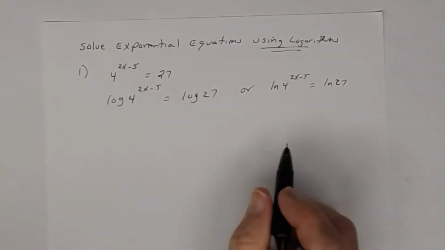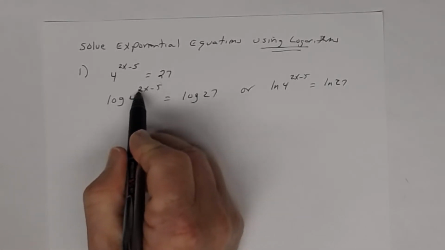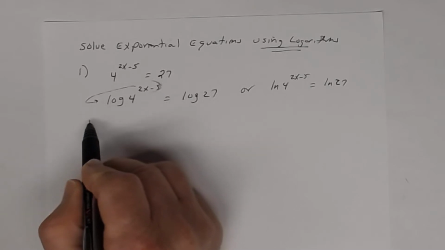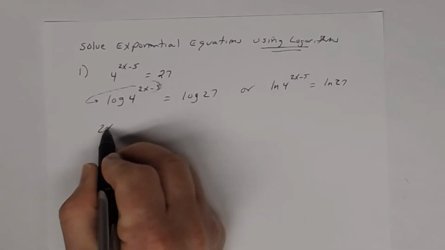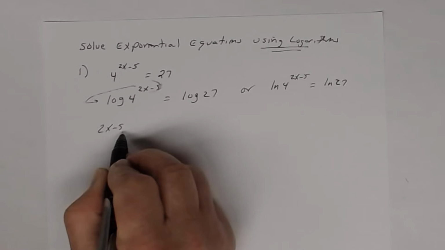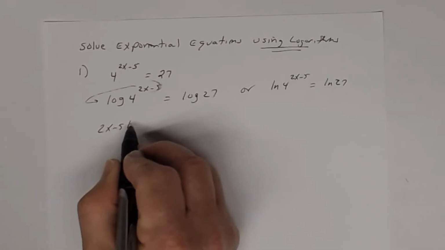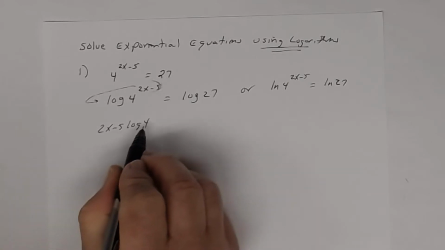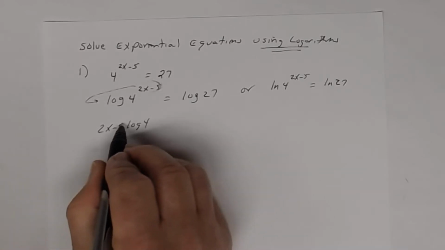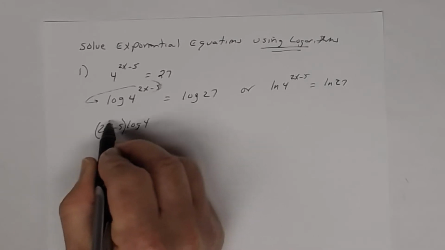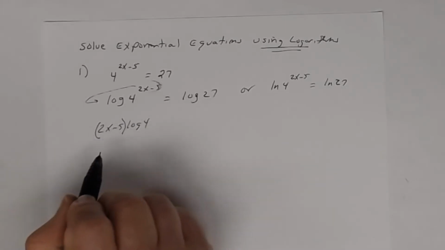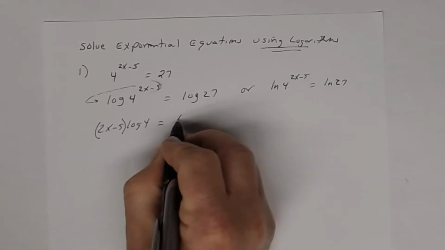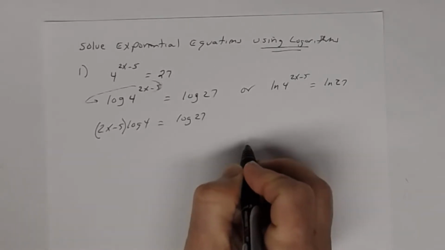So that means I can take this exponent here and write it as a product. This becomes 2x minus 5. Now, I'm going to tell you what some students will do. They'll write 2x minus 5 times the log of 4. Mathematically, that's not correct. The log of 4 has to be multiplied by both of those terms in the exponent, so you need parentheses. Parentheses are important. And then that's going to equal the log of 27.